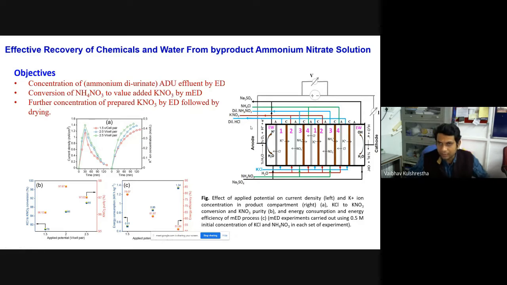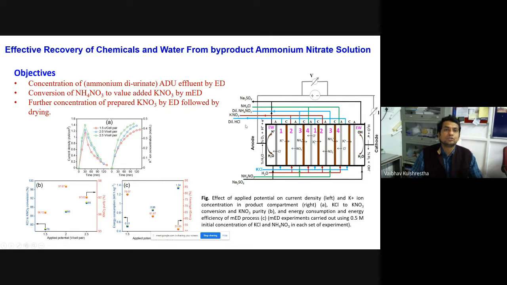This work is assigned by BARC, and a huge amount of ammonium nitrate is generated during uranium processing. They don't have an idea how to use this ammonium nitrate byproduct, so they gave us a project to convert this ammonium nitrate byproduct into some value added product.